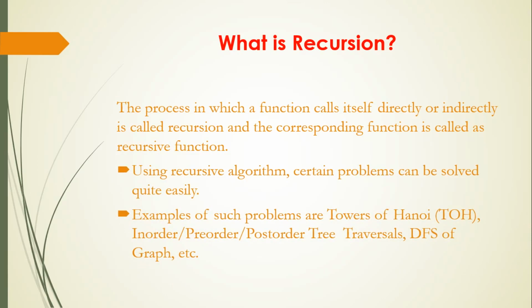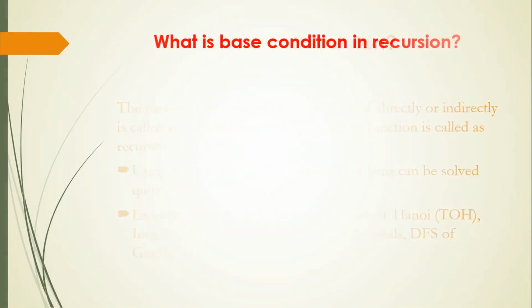Examples of such problems are Tower of Hanoi, in-order, pre-order, post-order tree traversals, DFS of graphs, etc. So, by using recursion, we can call one function again and again, or we can also call a function itself directly or indirectly. So, what is the base condition in recursion?